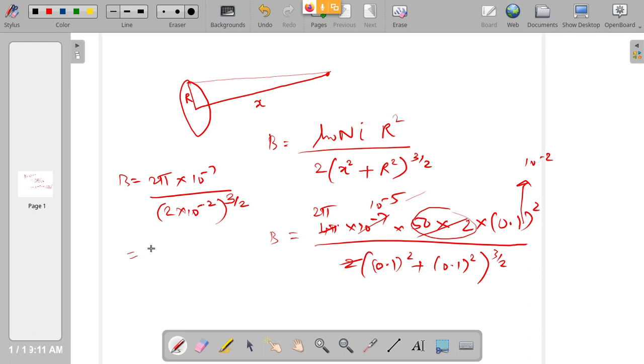So this can be simplified as 2 pi into 10 power minus 7 divided by 2 power 3 by 2, that is 2 root 2, into 10 power minus 3. If you cancel again 10 power minus 4, and cancel this, you will get pi. So pi by root 2 into 10 power minus 4 Tesla, the unit of magnetic field induction. So this is the answer you are getting. Right, this is for the 48th.